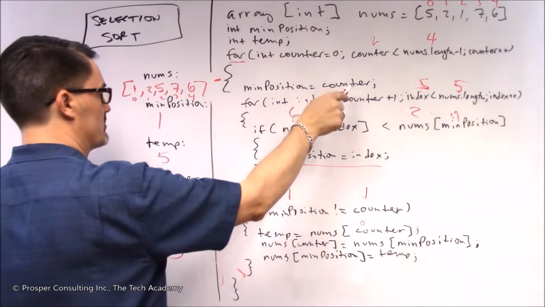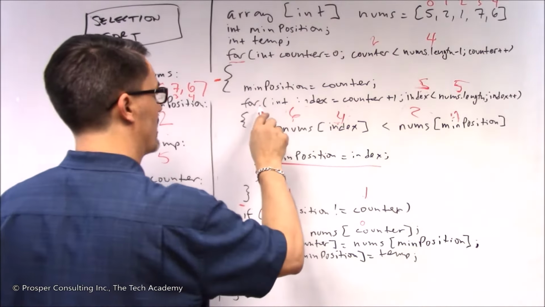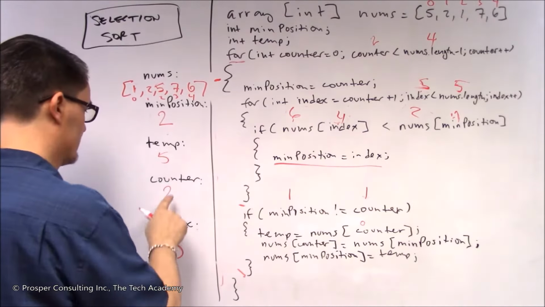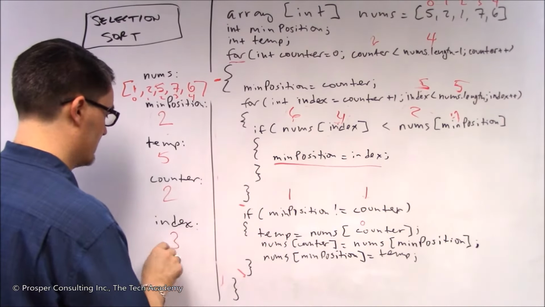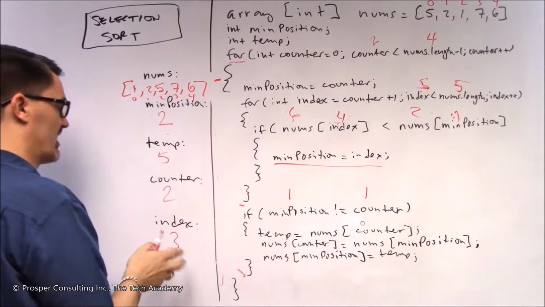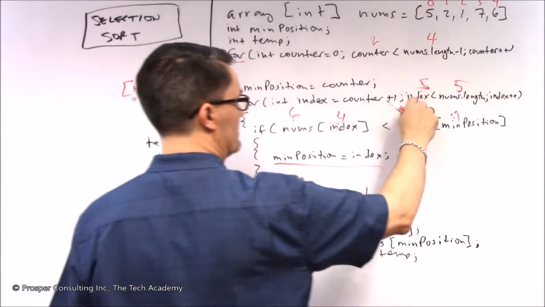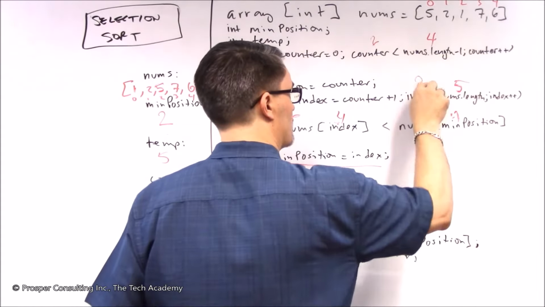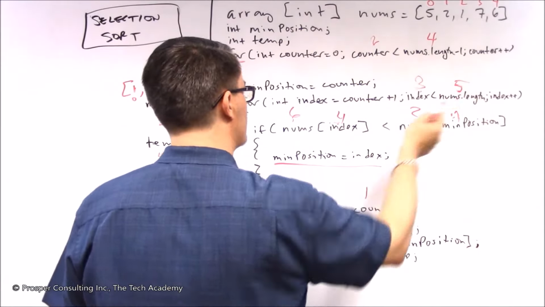We set min position equal to counter. Well, if counter is equal to 2, that means min position is equal to 2. Then we set up another loop. We set the variable index equal to counter plus 1. Well, counter plus 1 is 3, so index becomes 3. And again, you can see we're going to search from here forward, these last elements in the array. We check our conditional. Is index, which is currently equal to 3, less than 5? In other words, are we at the end of the array or not? We are not, because 3 is less than 5, so we execute the loop.